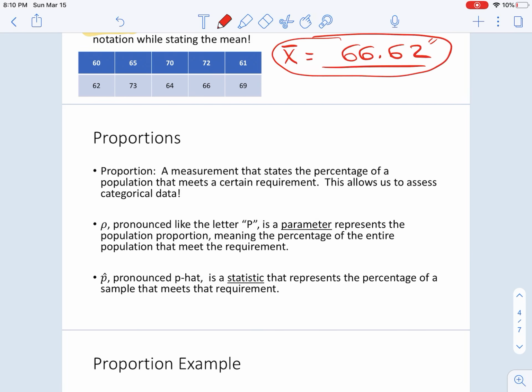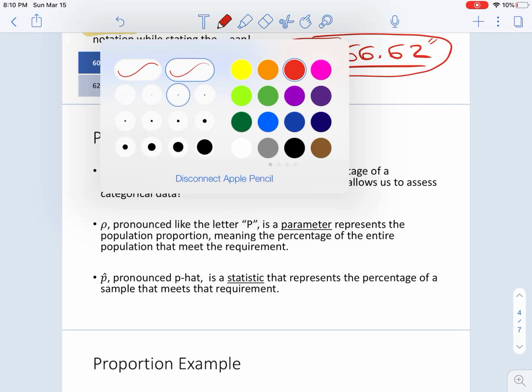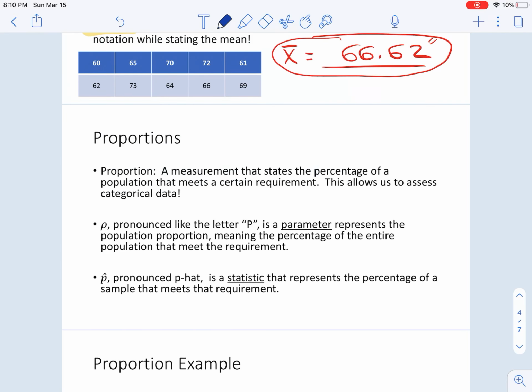Now, this is a new thing for us, proportions. A proportion, and we're going to use this a lot in this class, a proportion is a percentage. It's a percentage of the population that meets a certain requirement. So this actually allows us to do our hypothesis testing, our high-level stats, on categorical data now, which is incredible. So now we don't only have the power to use normal distributions to calculate anything quantitative, we now have the power to go test anything categorical as well, which is really cool.